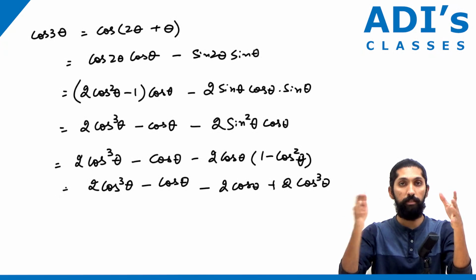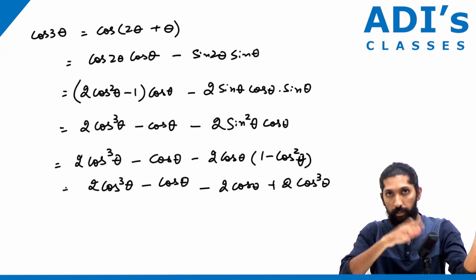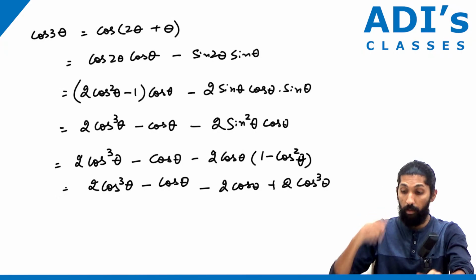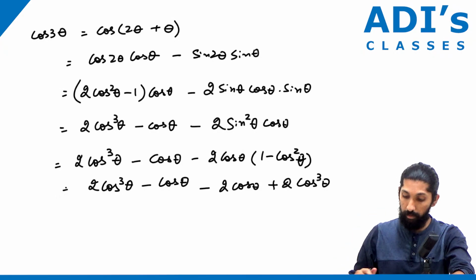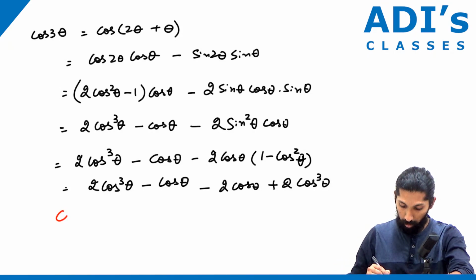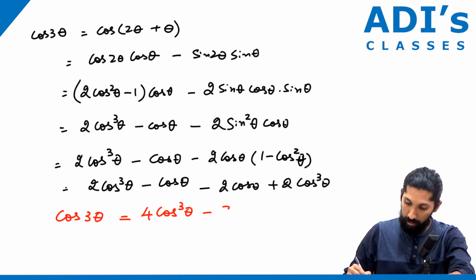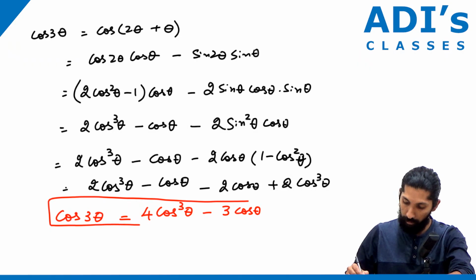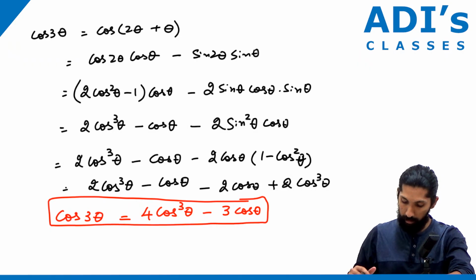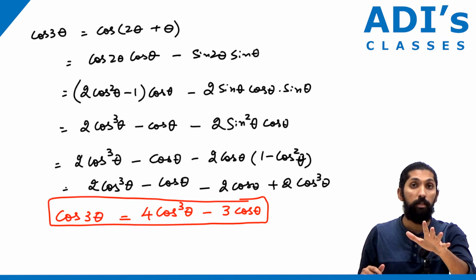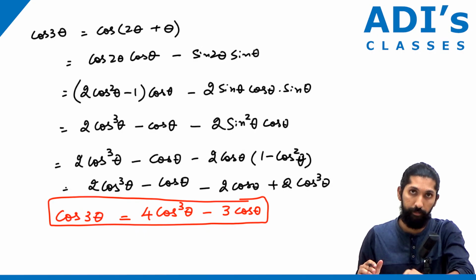Again, see the cos cube theta, see the cos theta and everything. Now when you add, and basically both of them are addition technically speaking, right? So what do we get? Cos 3 theta is 4 cos cube theta minus 3 cos theta. This is the answer for the cos 3 theta formula.